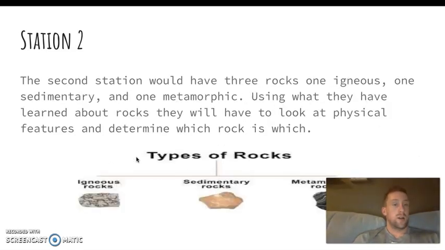Another station would have three different types of rocks: the igneous, the sedimentary, and the metamorphic rock. And students would be required to do the same thing where they use their notebooks and write the physical characteristics of each rock that helps them determine which is which. So when they look at the three rocks, they'll record the physical properties that let them tell the difference between the three of them.